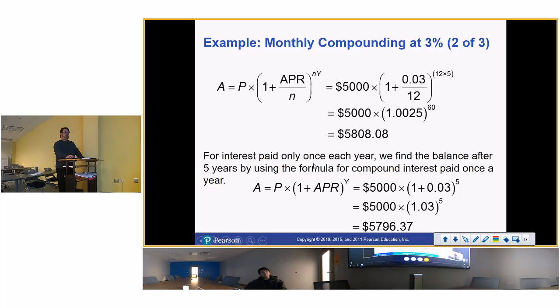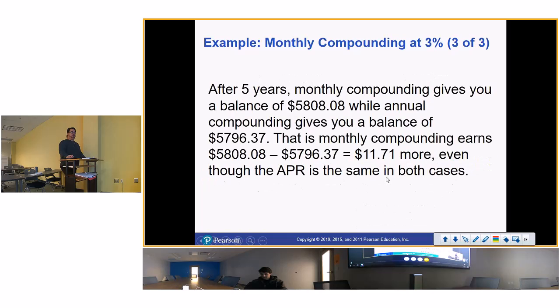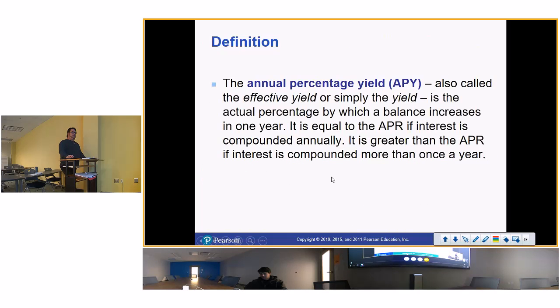Let's see, for interest paid once a year. Okay, so they're not putting in, they're just raising it to the 5th power. And again, you can see that you make more money with compound versus once a year. They do nothing but confuse people. Okay. All right, write this down. Annual percentage yield. This is a little formula that you use for your homework. I don't do too many test questions on this. It's just a real simple formula. And write down annual percentage yield.